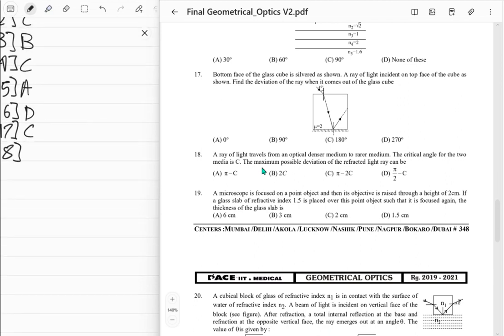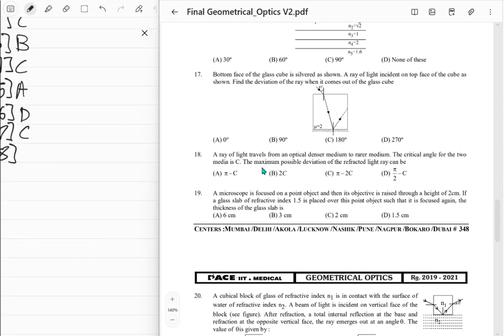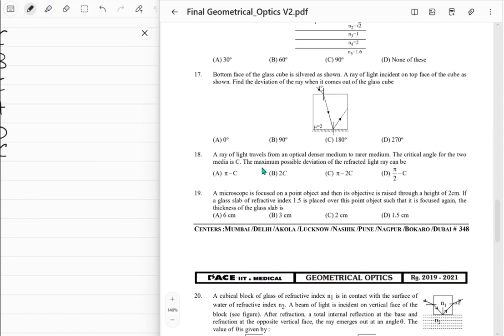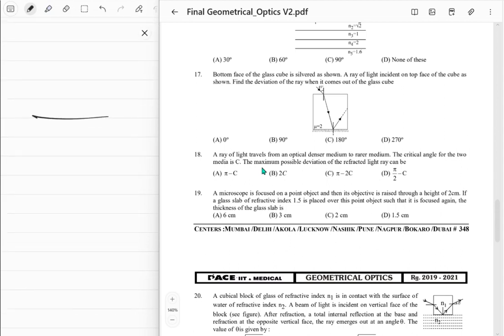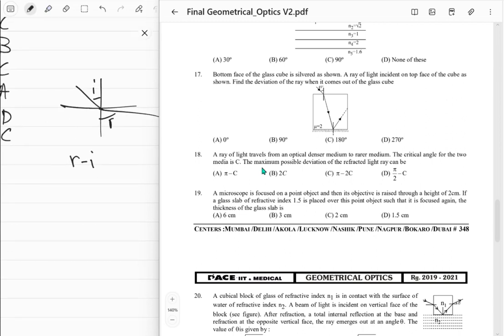So I know it's going to be a critical condition or whatever, but still, just do it with complete rigor. So you got some kind of incidence, and then you got this rarer medium. It's going to be some kind of refraction angle, and the deviation is of course just r minus i. So r minus i is what we want to maximize, and our constraint is just that. Well, this guy's refractive index, so the rarer one has. Oh, that's not given.